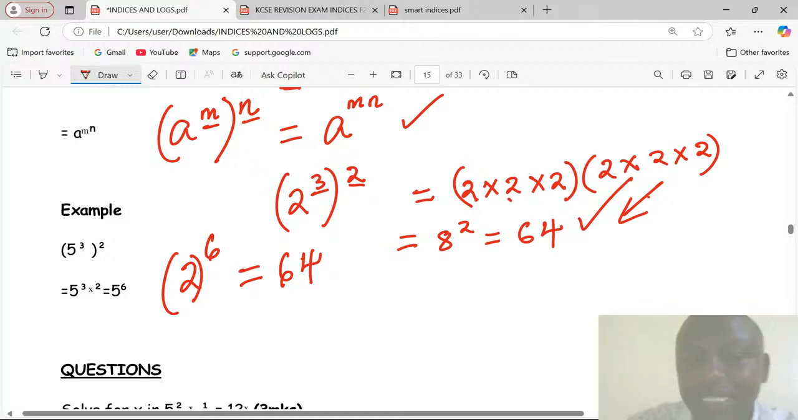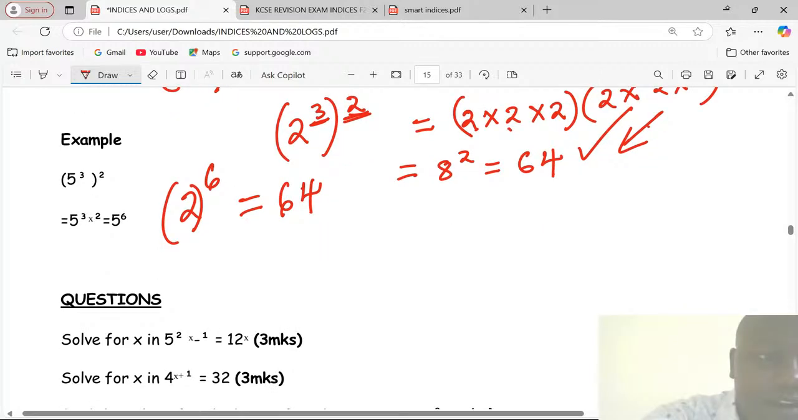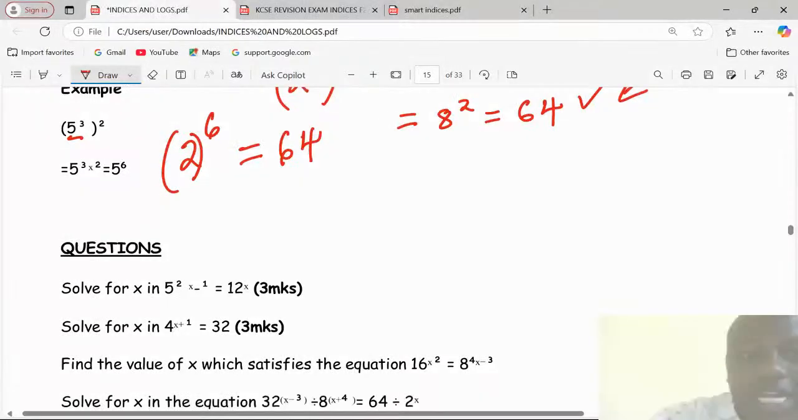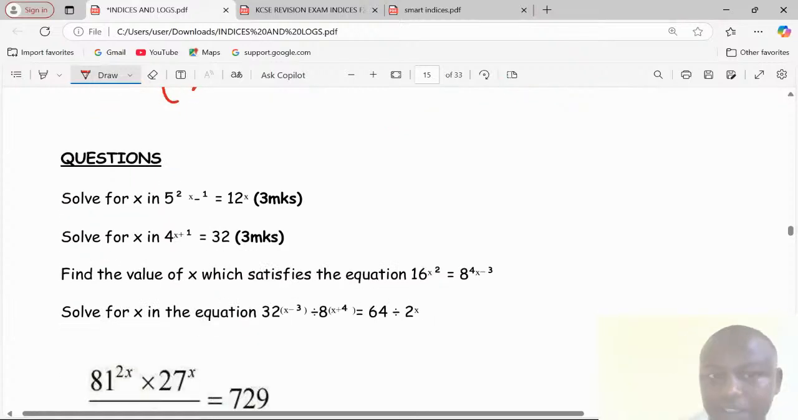And power 6 means the power of 3 and the power of 2 have been multiplied, meaning that it is easier to just get the product of the powers rather than opening up using long methods. Go quickly to the answer: 5 power 3, everything squared. This means instead of raising 5 to power 3 then squaring, we take the product of the powers, and this is going to be 5 raised to power 6.